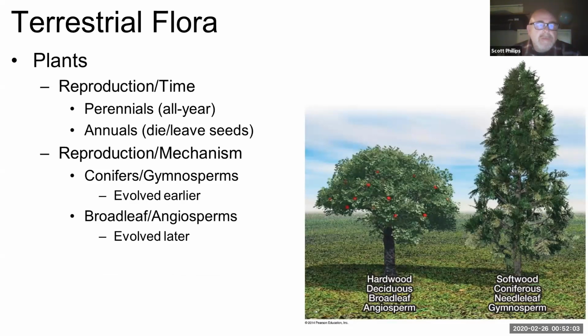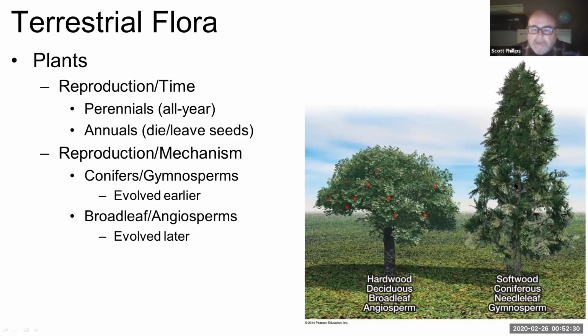So terrestrial flora, or plant life, we can divide up different ways. We can look at how they reproduce over time. Some are perennial plants that live all year, and some are annuals. These die and leave seeds that will then sprout again the next year. And we can also look at the reproduction mechanism. These are two types of trees.